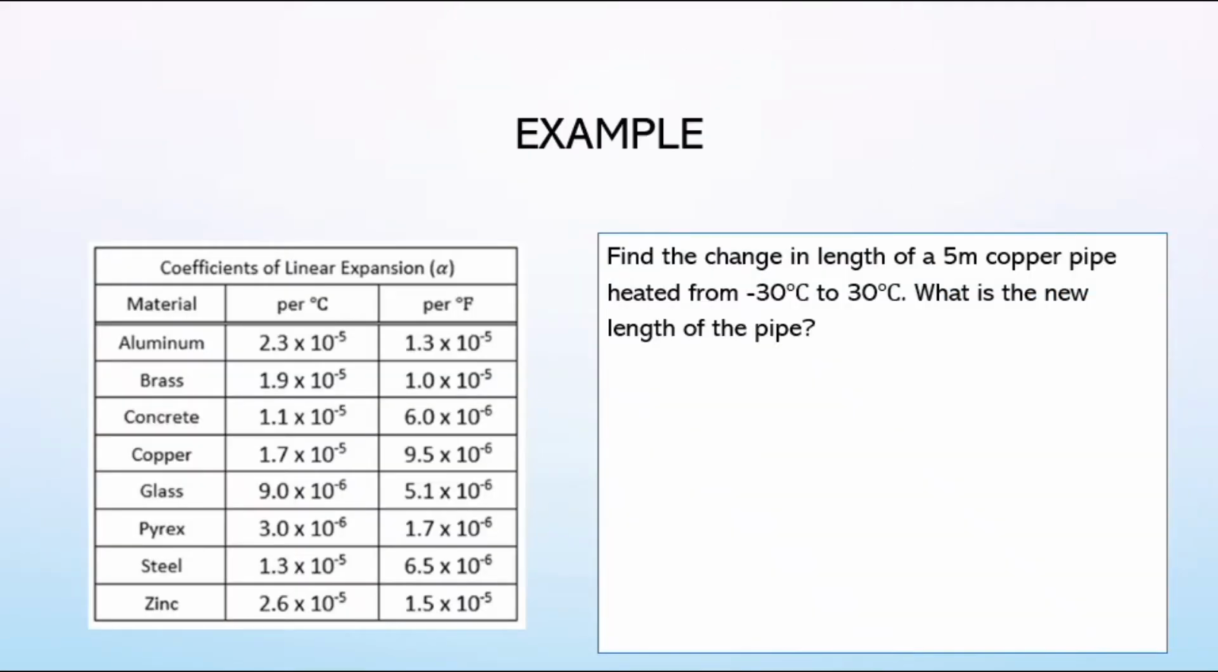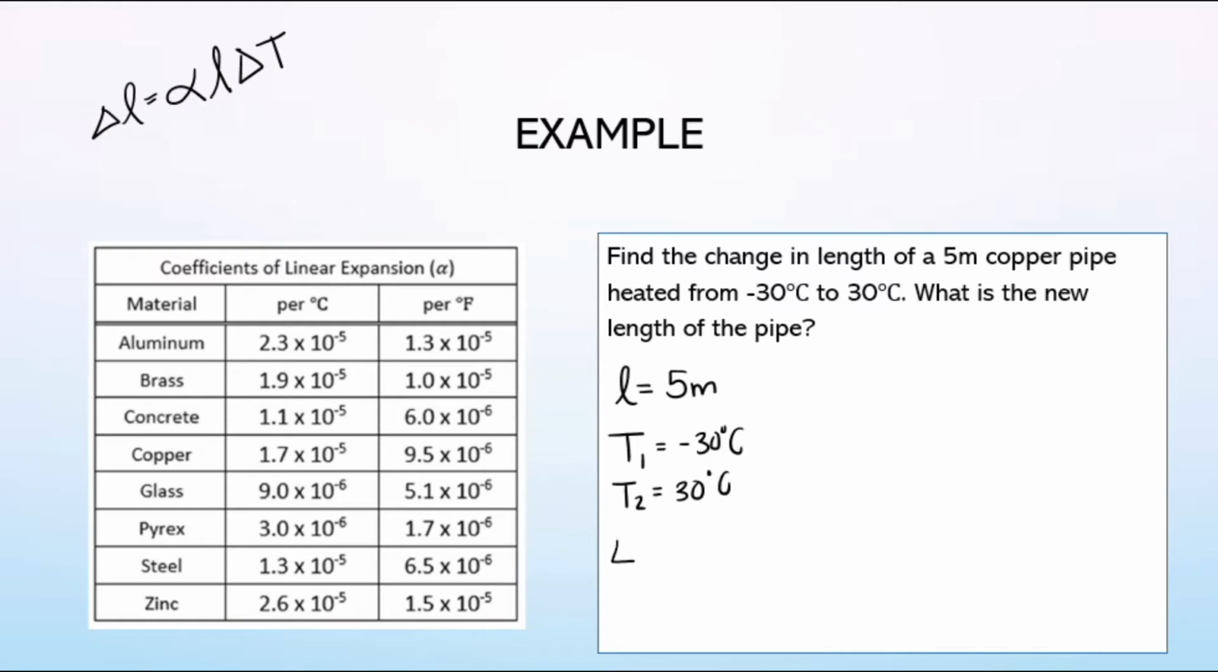Here we go. So first thing, I'm going to write down my formula. The change in length is equal to the coefficient of linear expansion multiplied by the original length multiplied by the change in temperature. So I'm going to look to the question. 5 meters, there's my original length. Write it down. Okay, and we're heating from negative 30 to positive 30 in Celsius. So my original temperature is negative 30. My new temperature is 30.